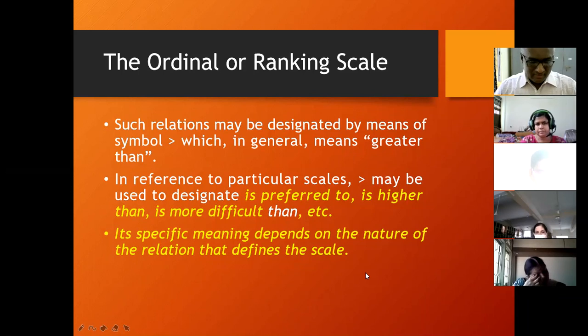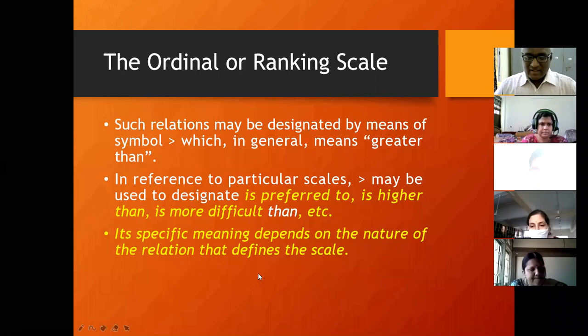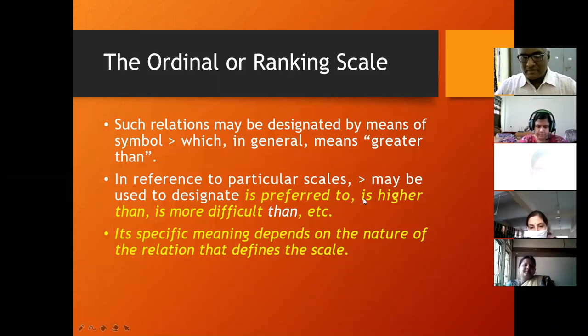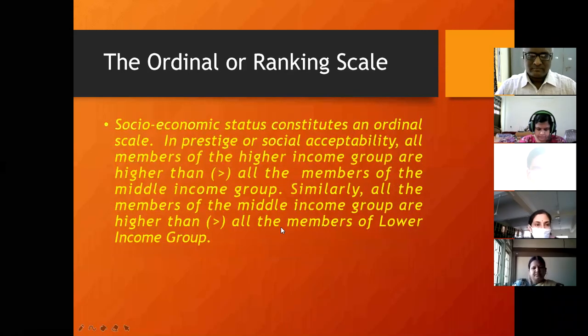Suppose, how was the examination question paper? It is easy, easier, easiest, you can say. You can use these words to express a symbol called greater than in the ordinal scale.